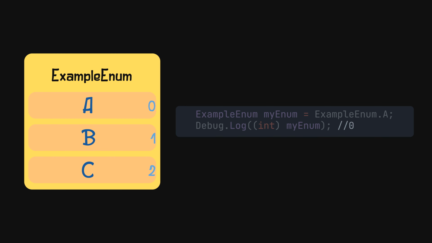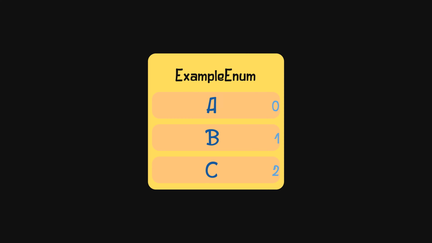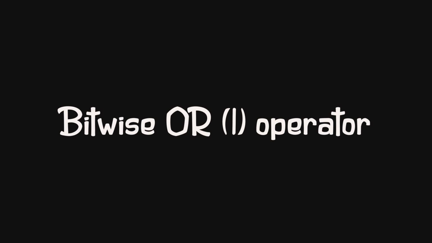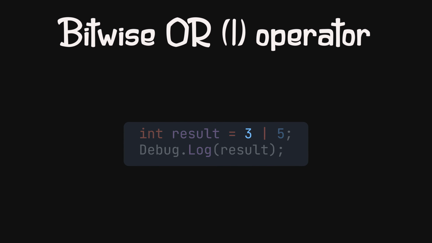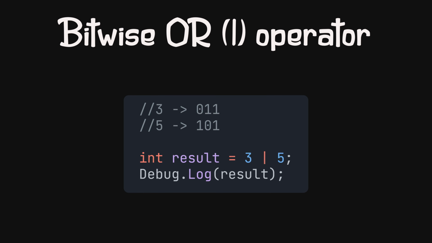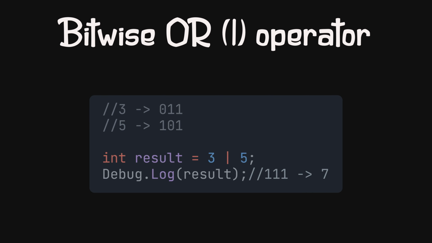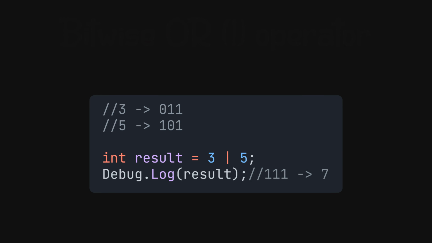Simple enough, right? Now, let's say instead of just picking one member, what if we want to select multiple of them? Before we do that, let's first understand how the bitwise OR operator works. Imagine we have the numbers 3 and 5. Their binary representations are 011 and 101 respectively. When we use the bitwise OR operator, each bit results in 1 if at least one of the bits is 1. So in this case, it results in 111, which is 7 in binary.